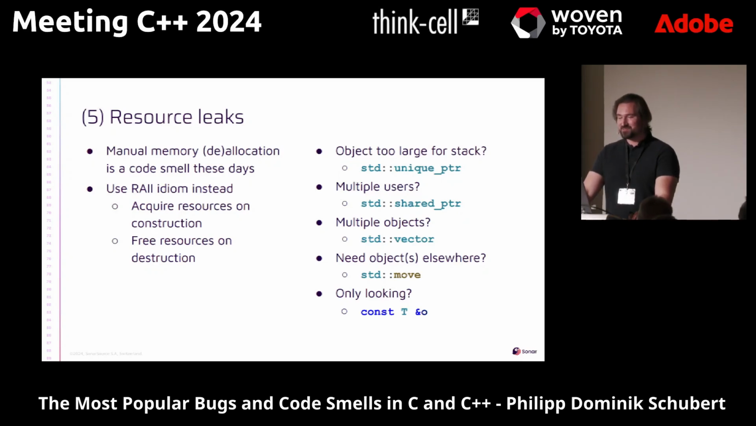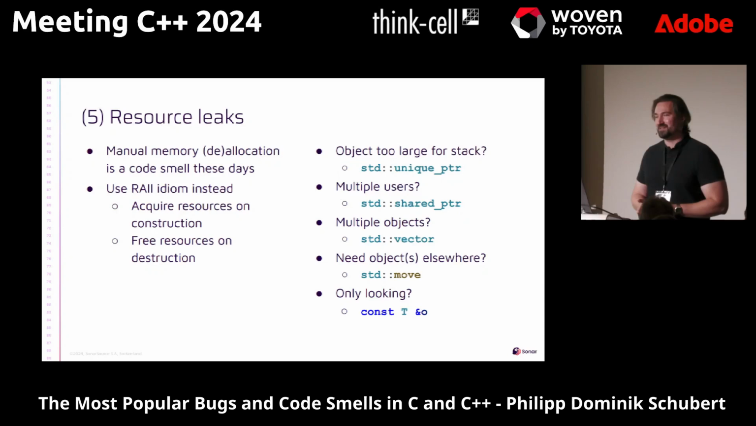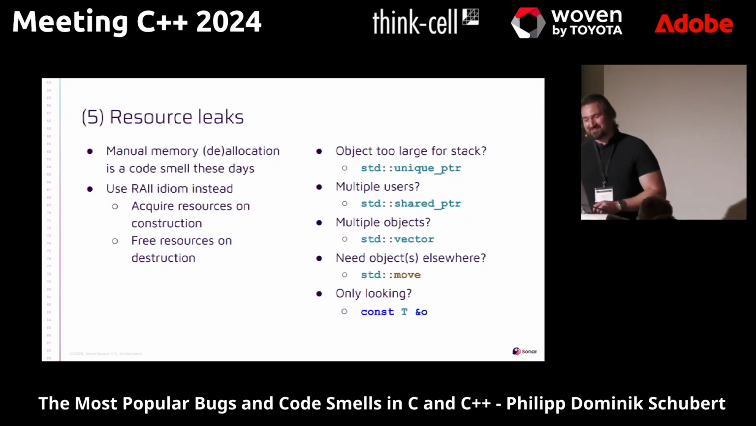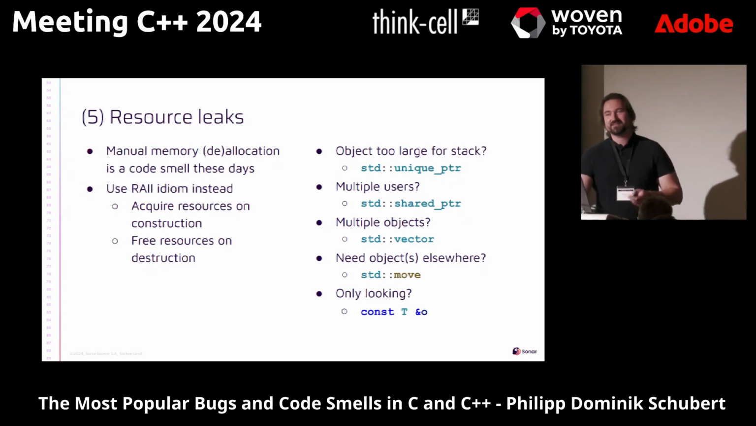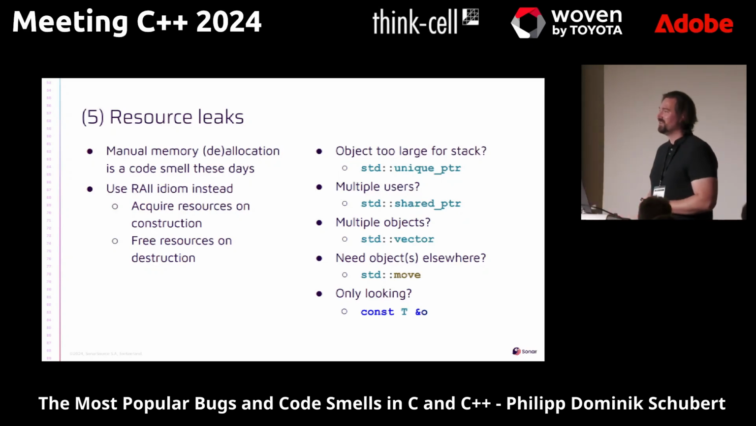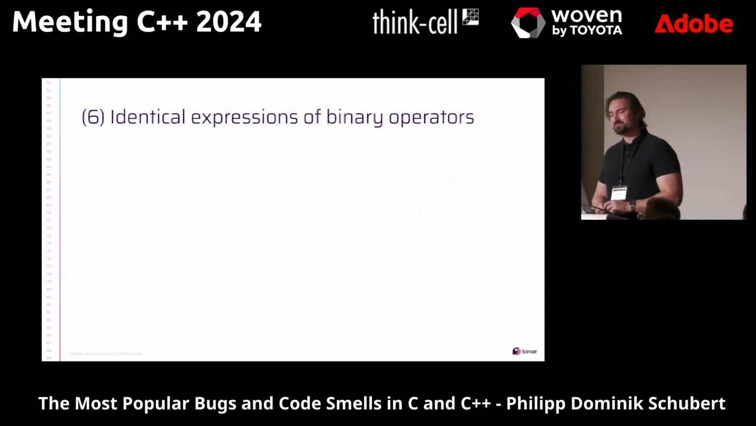Do you need multiple objects? Well, use vector, right? People are always preaching that, yeah? Just do it. If you need the object somewhere else, use move, right? And don't access after you've moved from, right? So if you're only looking, well, there's weak pointer, right? Nobody uses it, so just use const ref instead, if that's easier for you. I will have some comments on lifetime issues at the end of this talk.